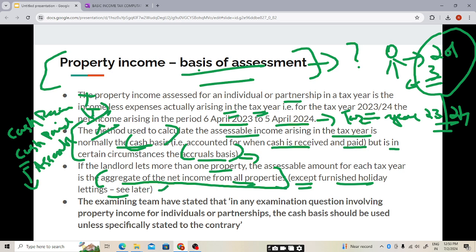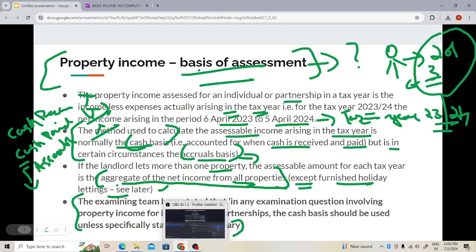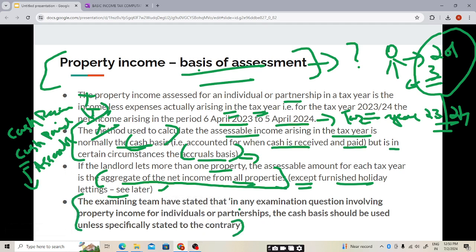The fourth statement the examiner makes is very important. The examining team has stated that in an examination question involving property income for individuals or partnerships, the cash basis should be used unless specifically stated to the contrary. So in the calculation of your property income, it must be calculated under the default basis, that is cash basis, if nothing is mentioned.